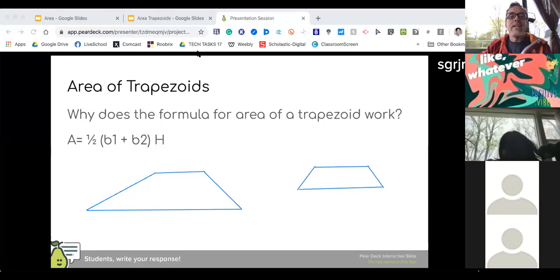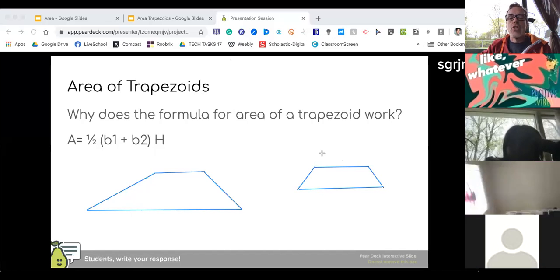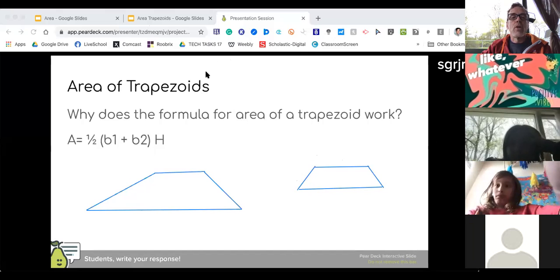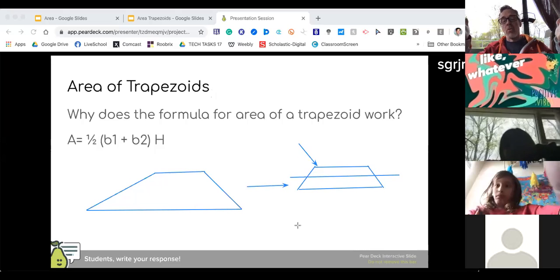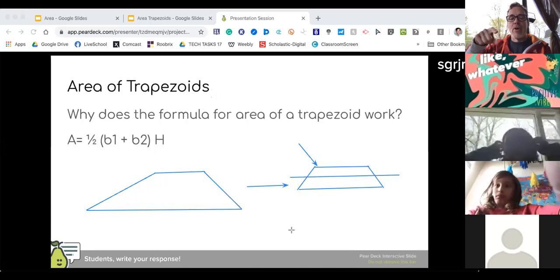So on the one on the right, if I were to cut it like this, I could then flip this piece upside down and place it here, right? And it would make a parallelogram. So then we're good. But it would only be half as tall. So that's why I've got a half. That's why that half part's in the formula, right?